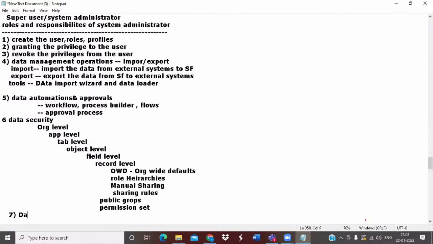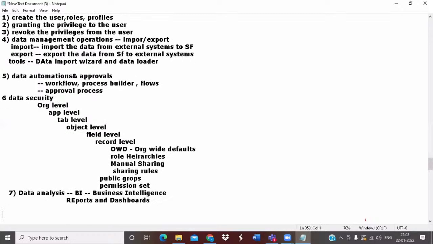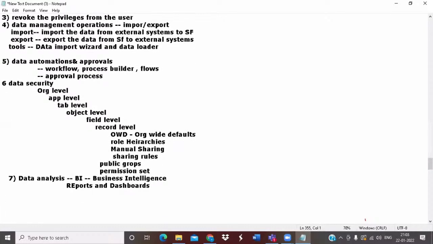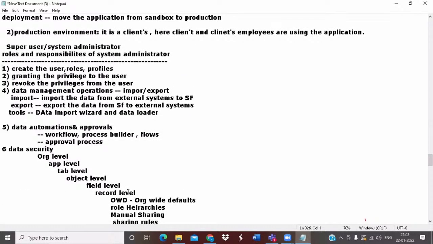And the next and final point is data analysis. Data analysis means BI, business intelligence. That is finally reports and dashboards. Clear, all of you? So these are the roles and responsibilities of a system administrator in the company.